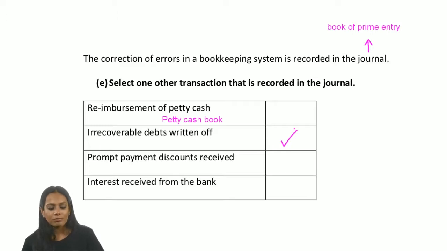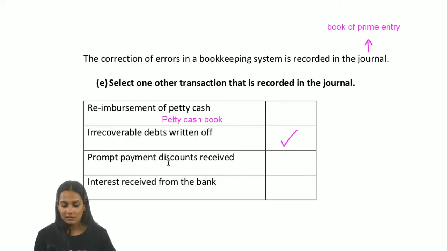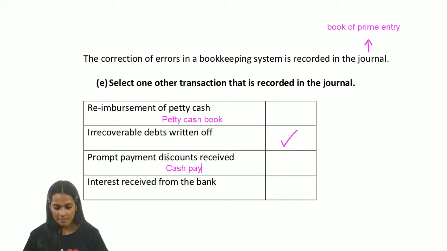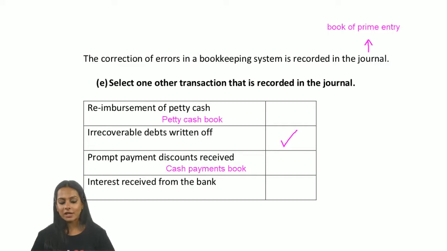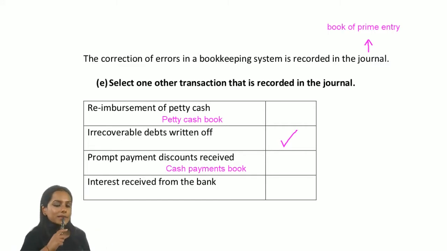Number 3, prompt payment discount received. If you receive a discount, this relates to purchases and the amounts due to suppliers. So, any prompt payment discounts received will be analysed in the cash payments book. There we go, the cash payments book. The amount that we pay the supplier is going to be the net amount after deducting the prompt payment discount. So as you are analysing the several columns in the cash payments book, you will have another column for discounts received.